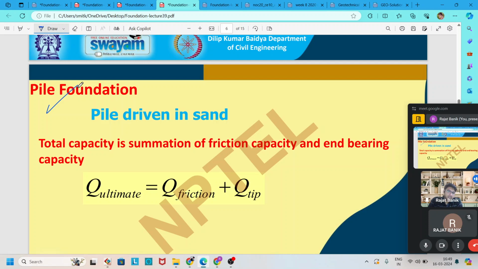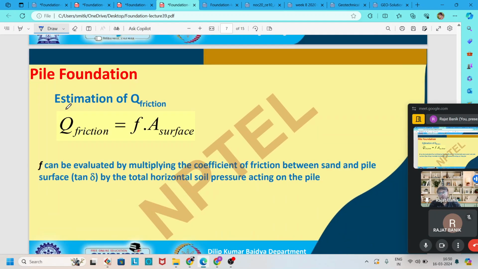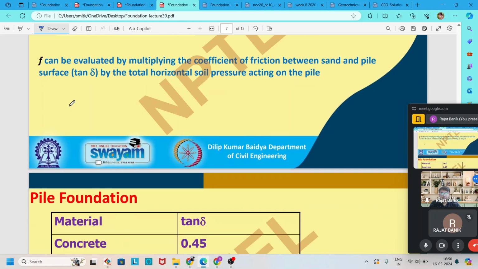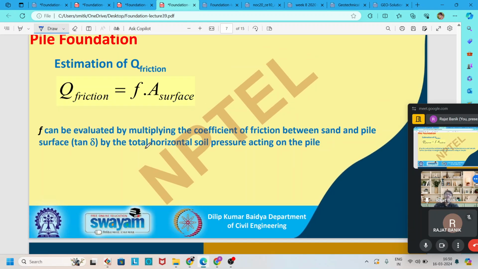The total capacity for sand, for any type of pile, is the summation of the friction capacity and end bearing capacity. For sandy soil, the friction resistance F is evaluated by multiplying the coefficient of friction between the sand and pile surface, that is tan delta, which also depends on phi, the angle of internal friction, by the total horizontal soil pressure acting on the pile.